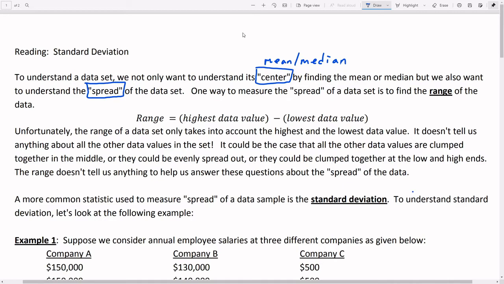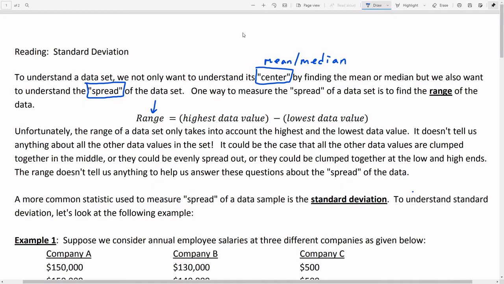Now, just to get you ready for this, there's one other important way that you have seen spread measured before, and that's the range. So you've done the range before. Also an important way to measure spread. It's not the most useful, but still pretty important. The way you do the range is you take the biggest number minus the smallest number that you have, and that's the range, the full range of values.